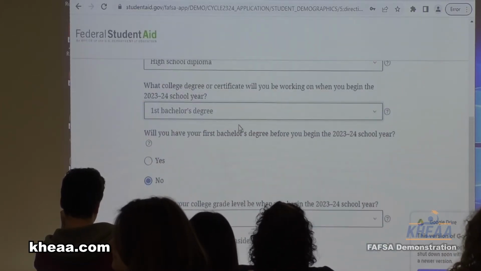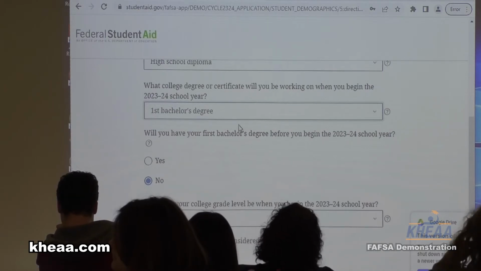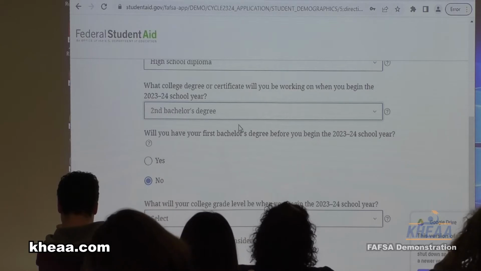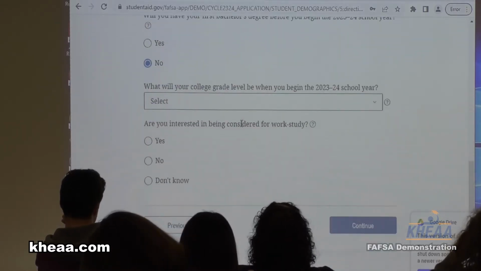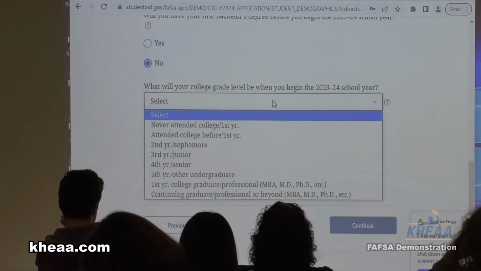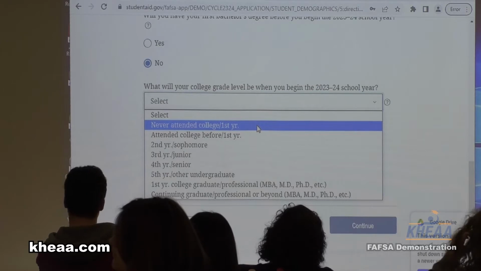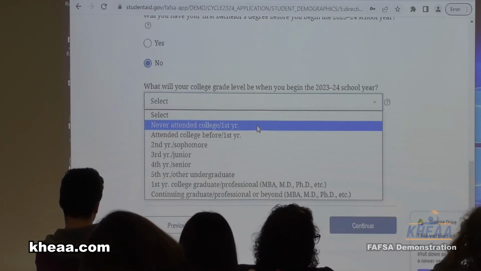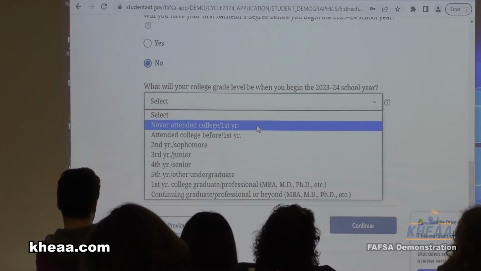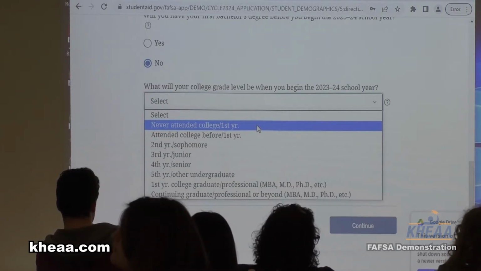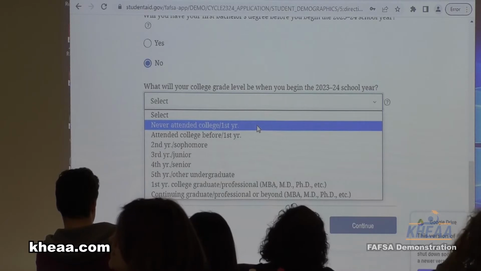And then the next question, will you have a first bachelor's degree before you begin 2023-24? That answer is obviously no. And what will your college grade level be when you begin 23-24? So you've never attended college. Even if you have dual credit, you've never attended college, okay? A lot of you might have some dual credit classes, you might have some credits going in. You will always put never attended college first year until the next year, okay? Does that make sense to everybody? Thumbs up if you understand.